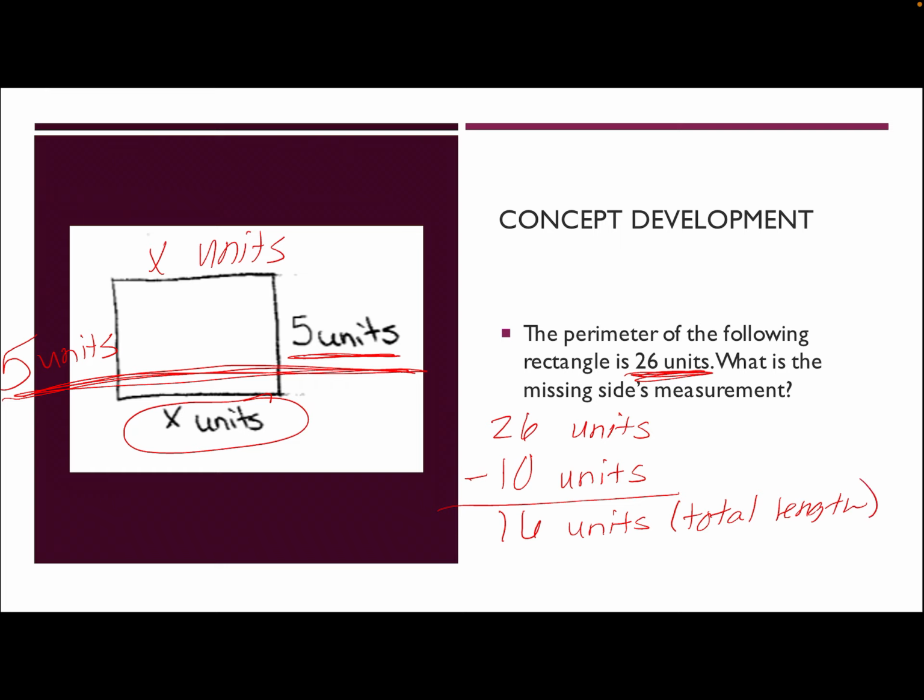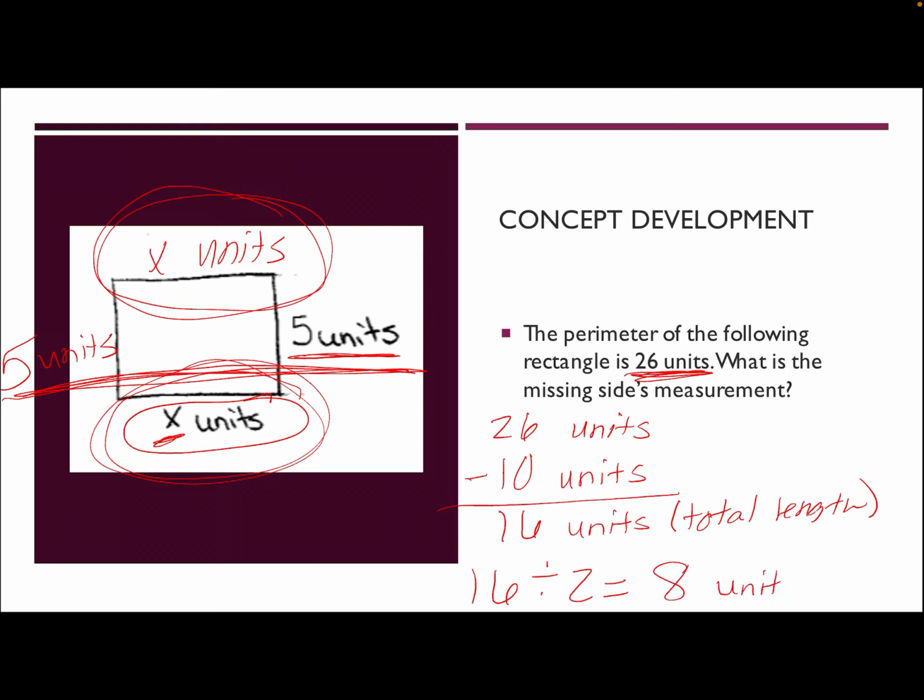Now, we're not done because this is the top and the bottom added together. So we're going to take this 16 and divide it into 2 parts so we know what just one of these x's is going to equal. So 16 divided by 2 gives us 8 units. So in this case, 8 units is our final answer. You could also write it as x equals 8. Okay?